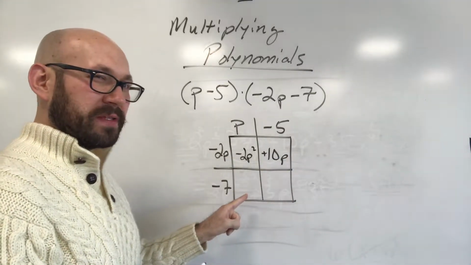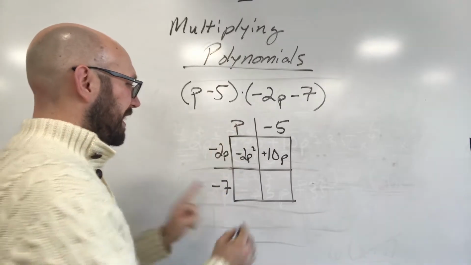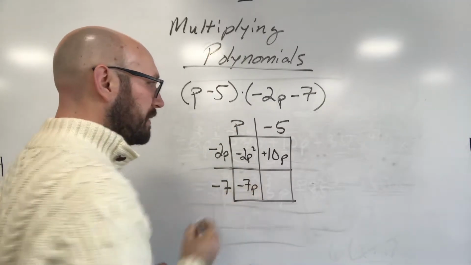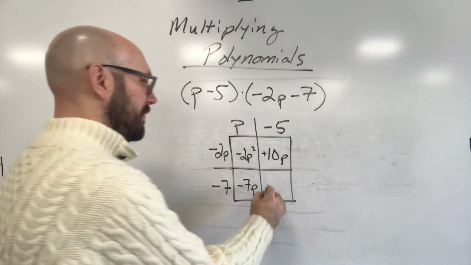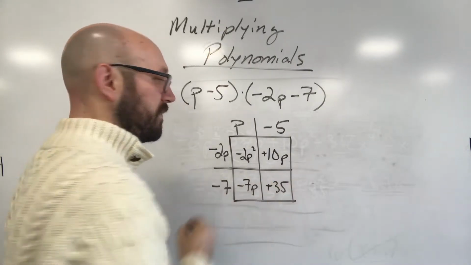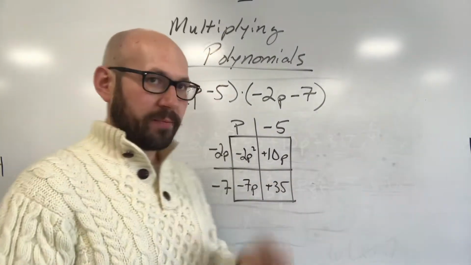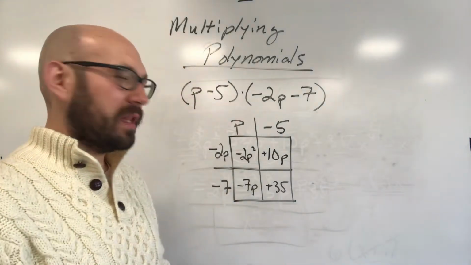It's kind of familiar to the previous method, right? P times negative 7 gives me negative 7p. And then negative 5 times negative 7 is positive 35. Now the last step we're going to take is combining all the like terms.